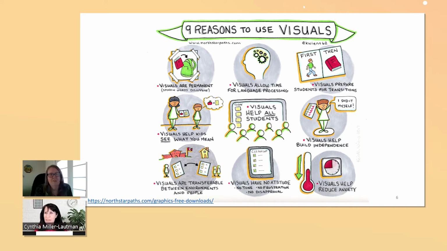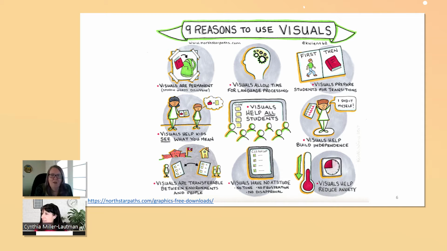So the first one is that feeling of being stressed out. So definitely a visual schedule can lower anxiety. It talks about visuals being permanent. So we heard this morning that words fly away and our pictures stay. And my absolute favorite one here is right at the bottom, center at the bottom. It says pictures. So visuals have no attitude.